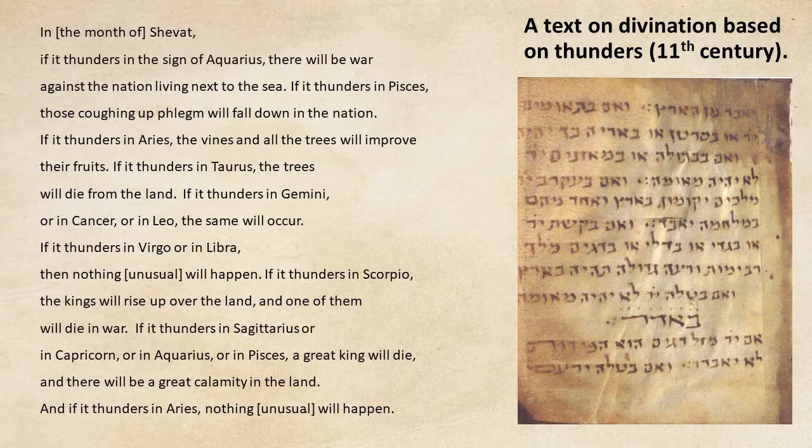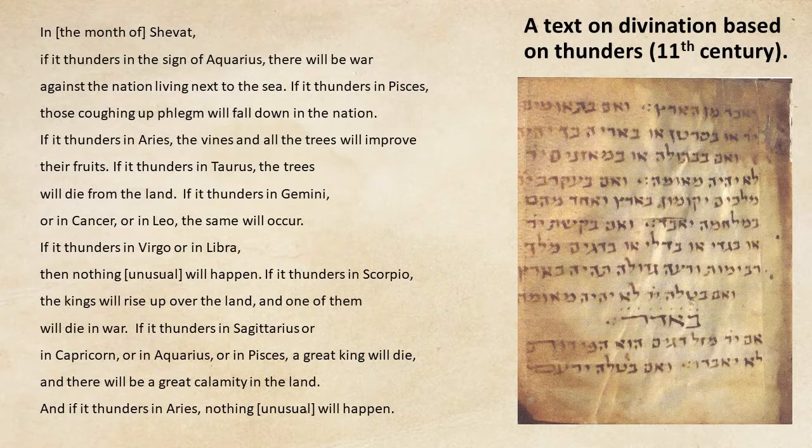So people used to think that when there's a thunder, it means something. A thunder is an omen of something. So I don't know if you want to read this. It might be interesting. In the month of Shevat, if it thunders in the sign of Aquarius, there will be war against a nation living next to the sea. If it thunders in Pisces, those coughing up phlegm will fall down in the nation.